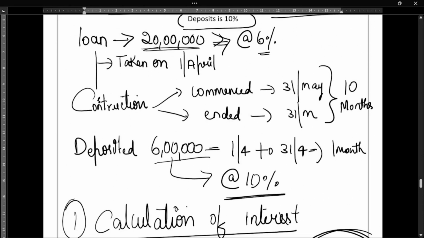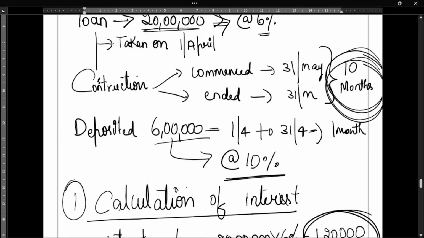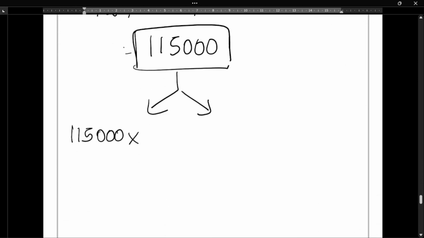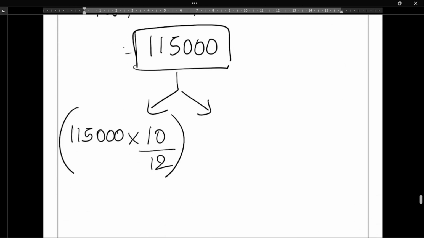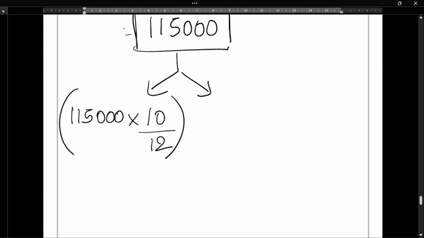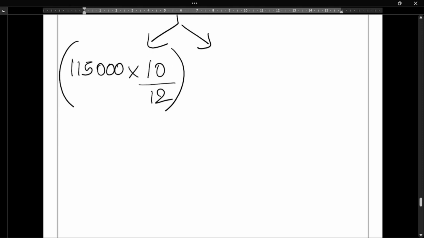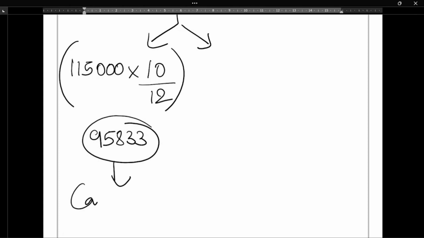So take 1,15,000 into how many months the construction took place. Let us check the question. The construction took place for 10 months out of 12 months. So when you calculate 1,15,000 into 10 divided by 12, you will get 95,833 rupees. This is the capitalized amount. This we will capitalize, means we will add to the value of PPE or construction cost.